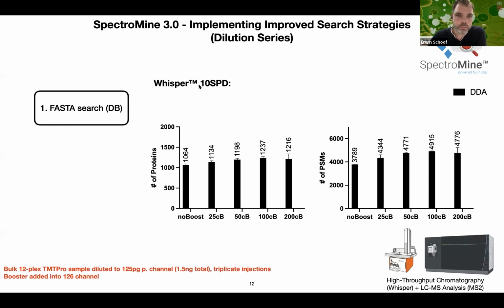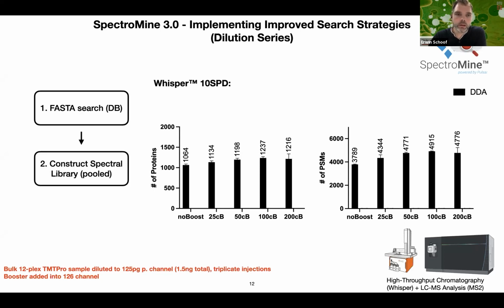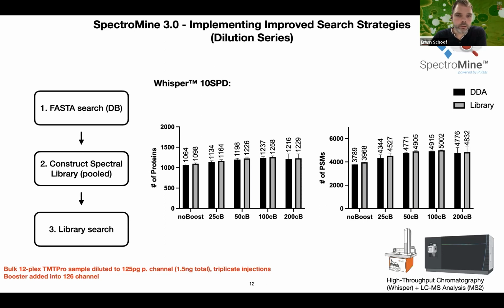Here we're running 10 SPD, which means 10 samples per day or a 2-hour gradient. If we run the standard DDA mode in SpectroMine, we get consistently above 1,000 proteins, even up to 1,200 proteins. If we then use these results and construct a spectral library from all those samples and then re-search, we can see that we get some benefits in terms of increasing our identifications. And we love all benefits we can get, especially if they are for free by just reusing your raw files. You can see that indeed we are looking at a few hundred more peptides per analysis.